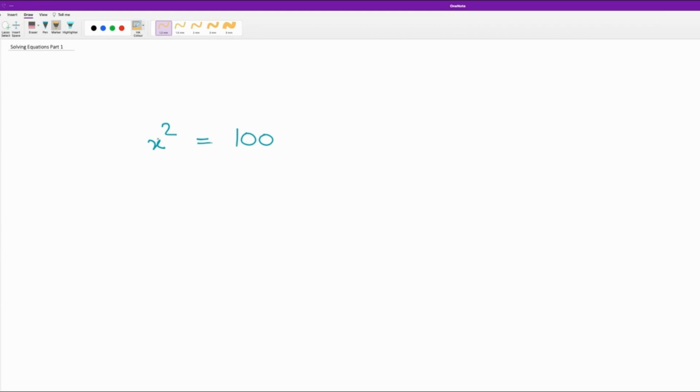Again, the goal is to keep this x by itself, so I need to move this squared somehow over to the other side. To move the squared over to the other side, I need to do the opposite.